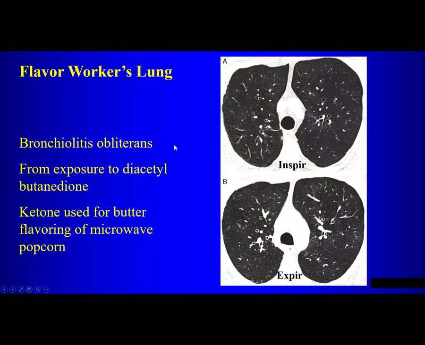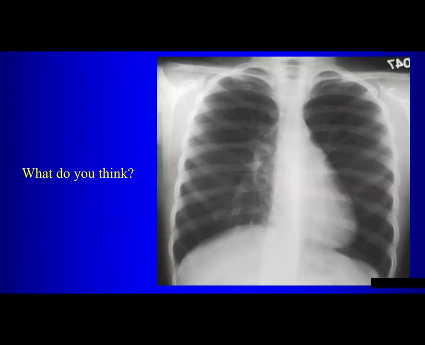Fairly recently, maybe about 10 years ago, this came up, and there was a settlement that was made between popcorn makers and the people working within the factory. So there's a ketone that's used for flavoring of microwave popcorn. This chemical resulted in bronchiolitis obliterans for these patients who worked in the factory. So you can see some air trapping on expiratory view, and that was called flavor workers' lung. Flavor workers' lung from working in a popcorn factory.